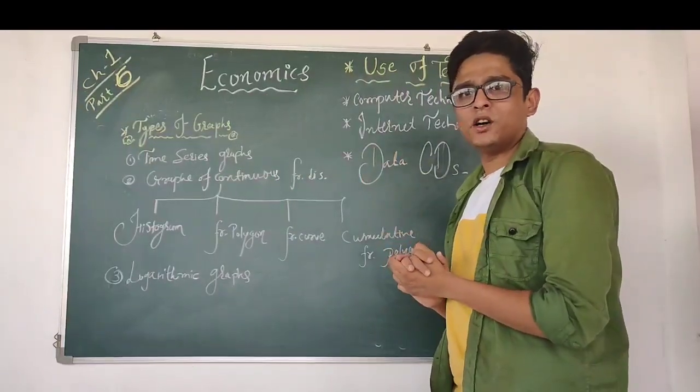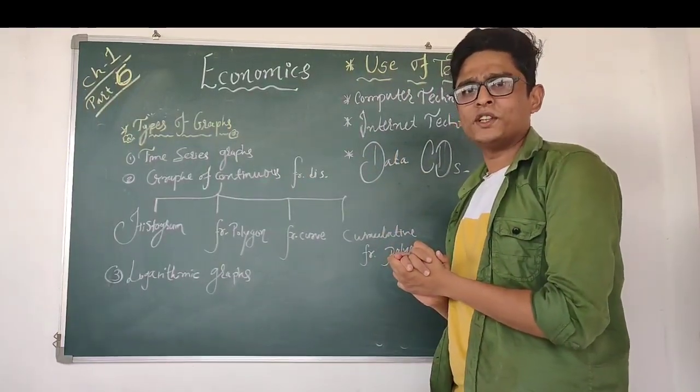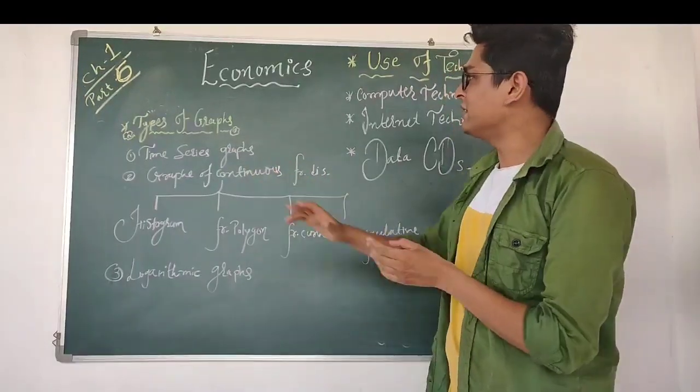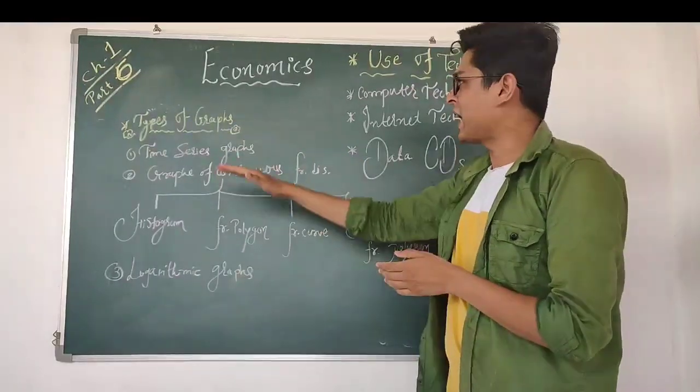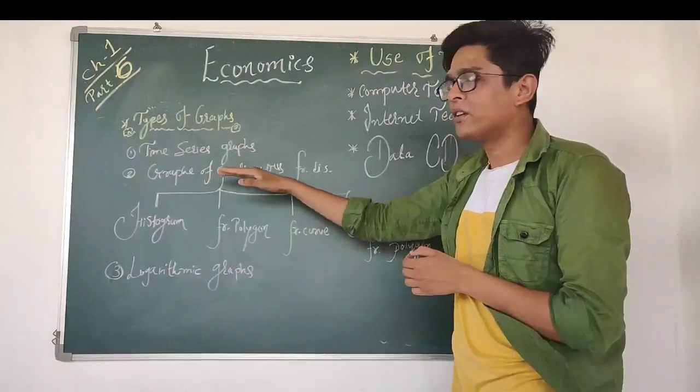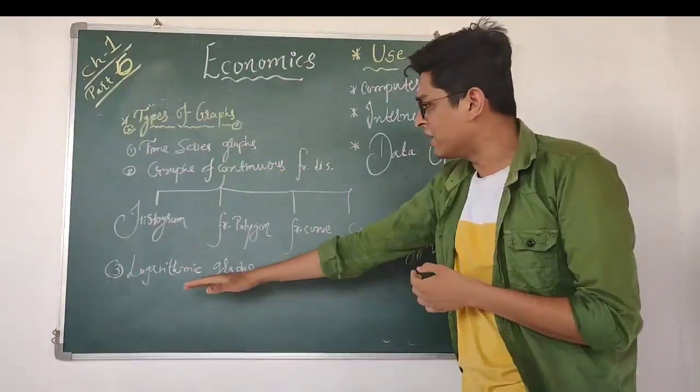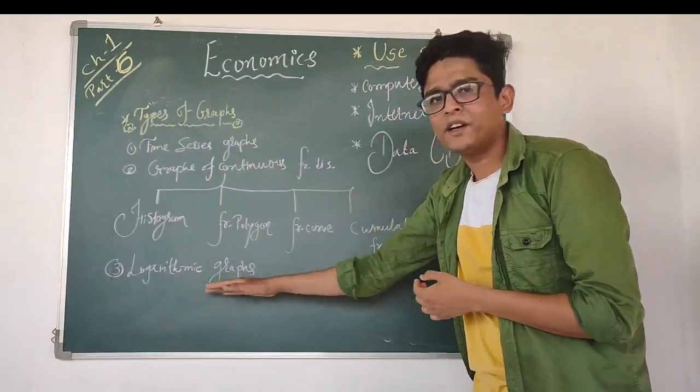Part number 6 of chapter number 1, graphs and economics. Today we are discussing these topics in this video: first, types of graphs, time series graphs; second, graphs of continuous frequency distribution; and the third part of this chapter is logarithmic graphs.